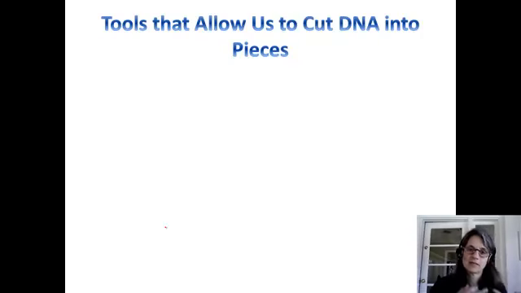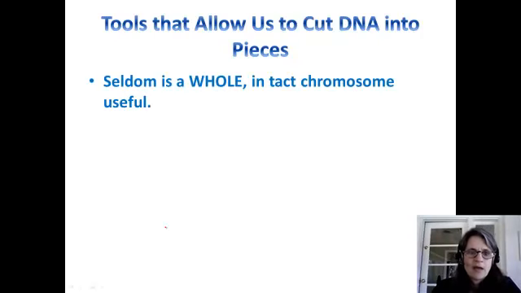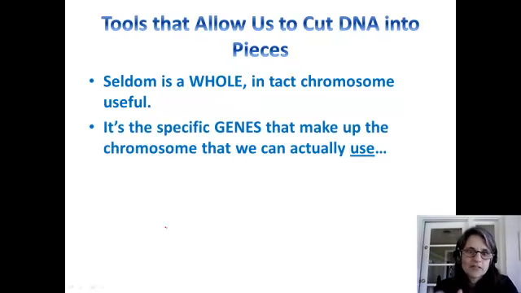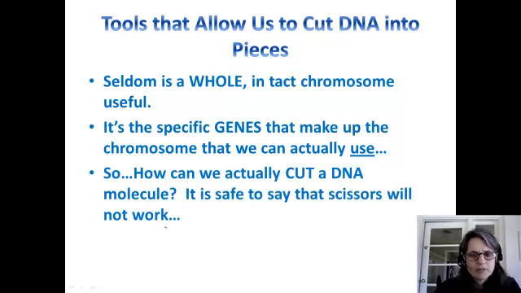Okay, so let us talk now about some of the other tools that we need. We talked about cutting DNA. We've got to cut out the gene we want. We've got to cut open a plasmid, for example. So let's talk about the tools that allow us to do that. Very seldom is a whole intact chromosome very useful in biotechnology. What you want usually is a particular gene to study or to analyze, whatever. So it's the specific genes that we actually use.